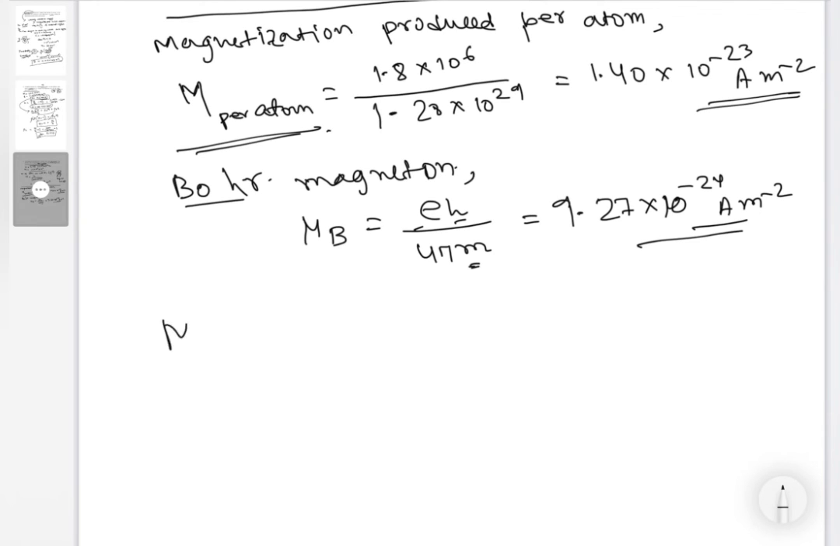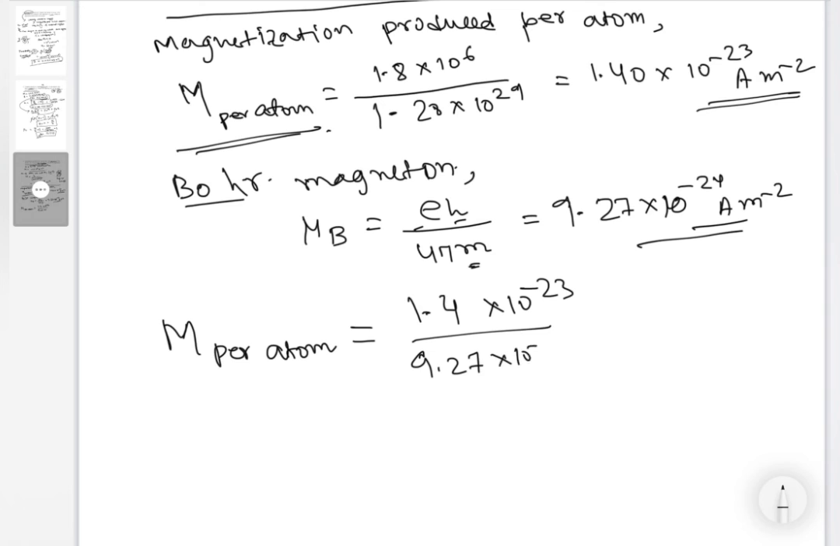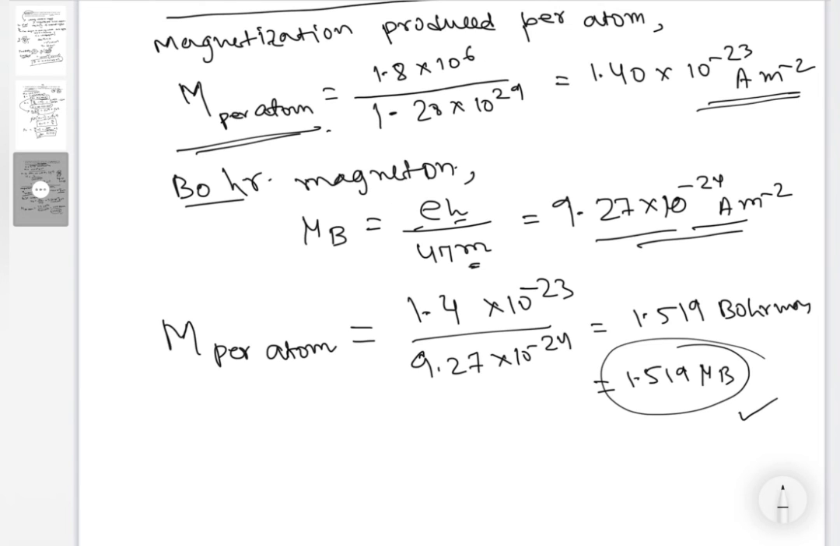So now what is the M per atom? Now it is easy, just simply if we divide, with 9.27 into 10 to the power minus 24, we will get the answer. So ultimately what do we get? 1.519 Bohr magneton, or sometimes it is written like 1.519 mu b.